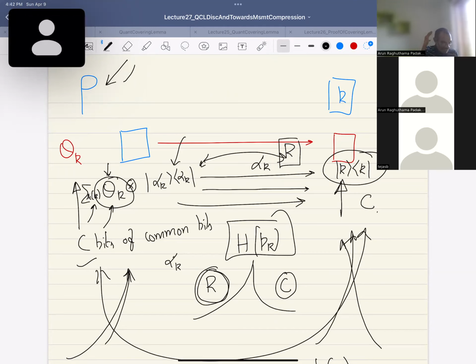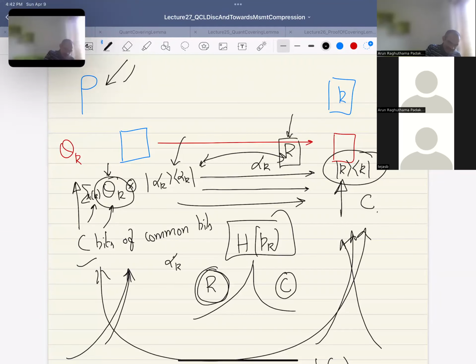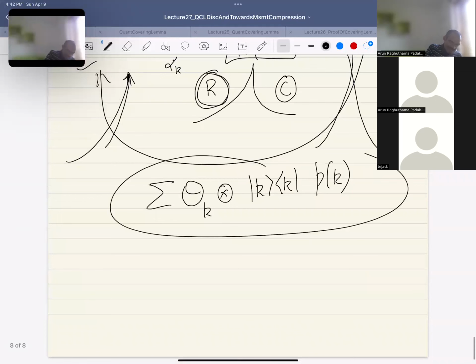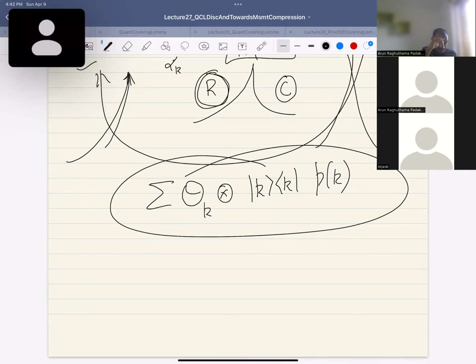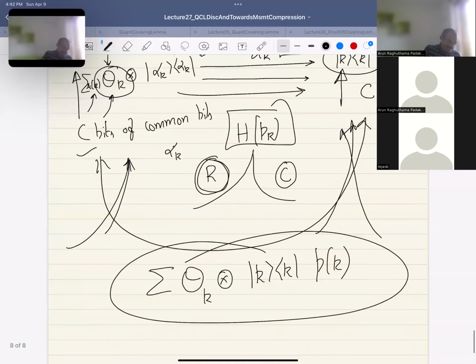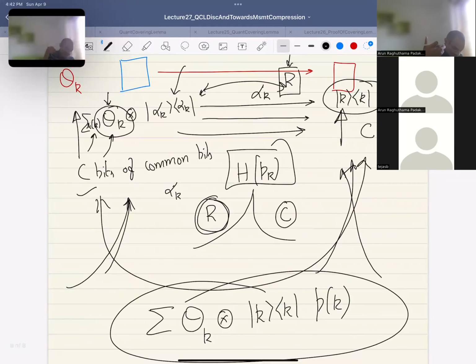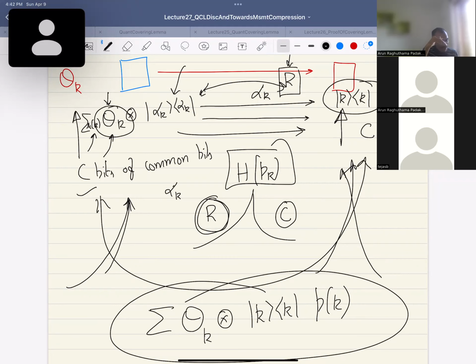That's the question. So the question is, what is the minimum r I can ensure to get to this quantum state? We are not bothered about how they decide on the C. The C is random bits coming from outside. Both have access to the random source C.